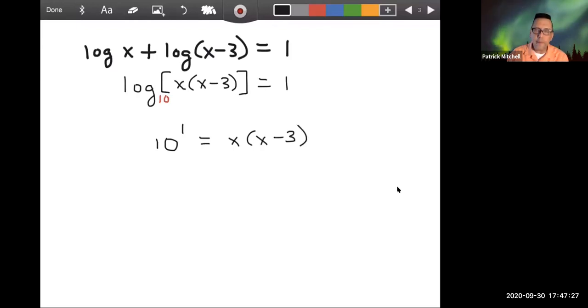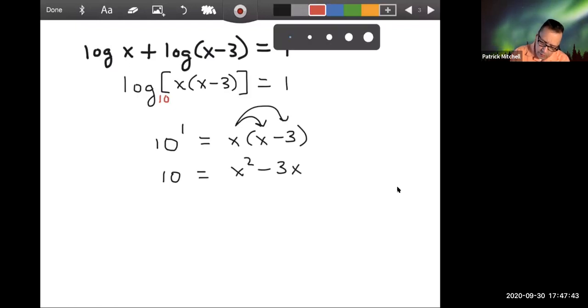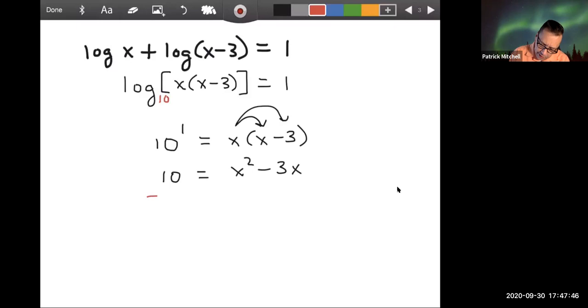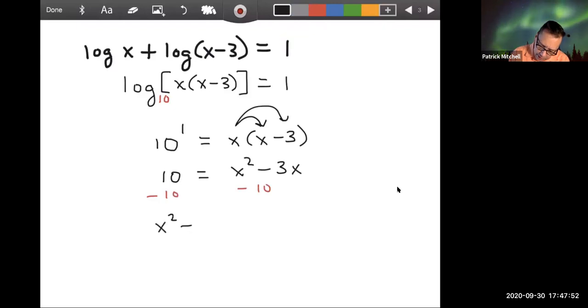So this is a quadratic equation. 10 to the first power is 10. And if I distribute this x, I get x squared minus 3x. So now I am going to put this quadratic equation in standard form by putting everybody on one side. And that's going to give me x squared minus 3x minus 10 equals 0. I'm going to solve that by factoring.